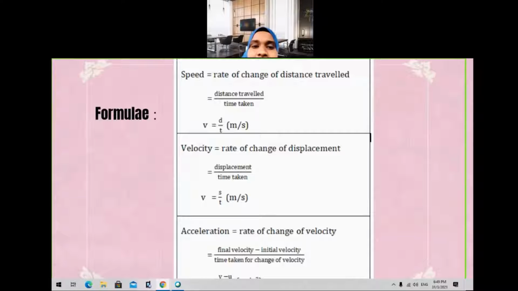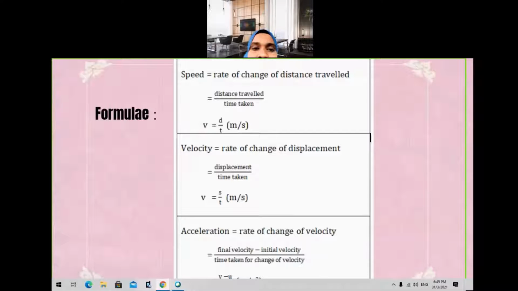Okay, now we will look at the formulas in velocity. First is speed. What is speed? Speed is the rate of change of distance traveled. So the formula would be distance traveled divided by time taken, and the SI unit is meter per second.